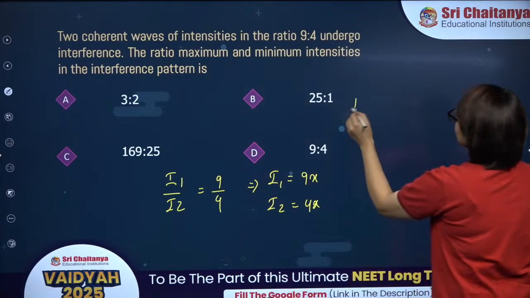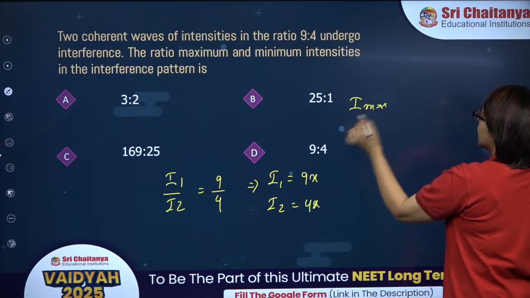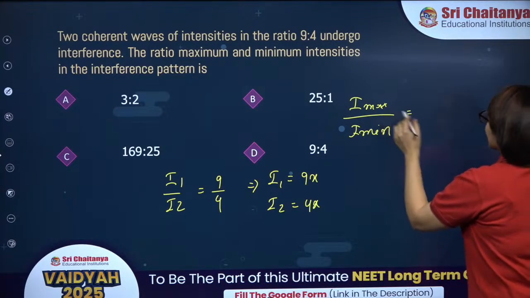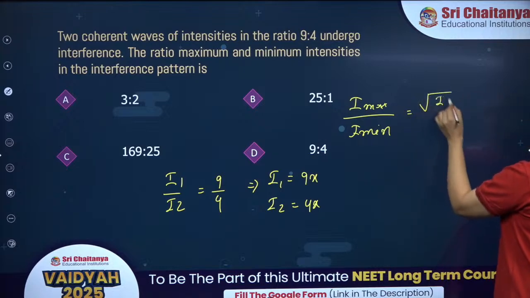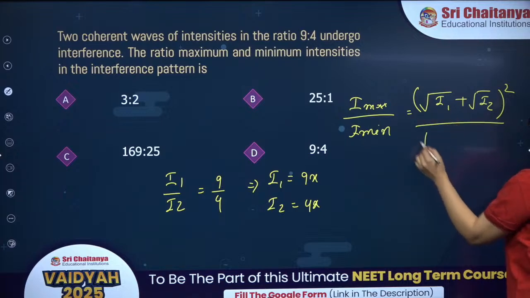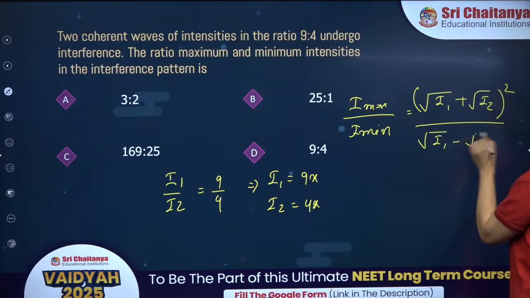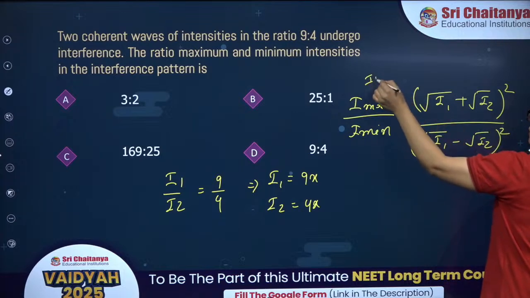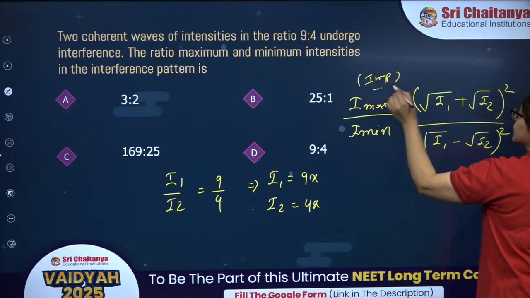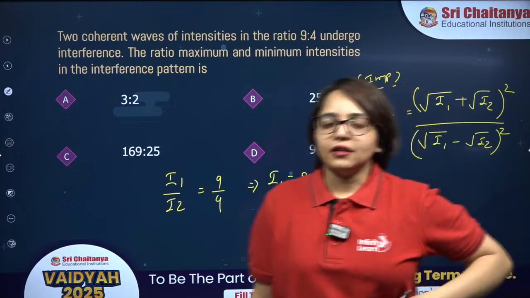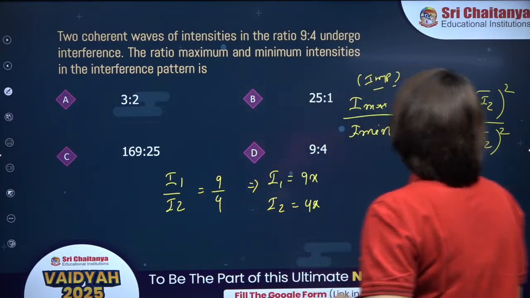Okay, so I max divided by I minimum. This is what we have to find. What is I max? It is under root of I1 plus under root of I2 whole square, divided by I minimum, which is under root of I1 minus under root of I2 whole square. This is important for us. Please remember this expression for I max and I minimum. Alright, try this one everyone.